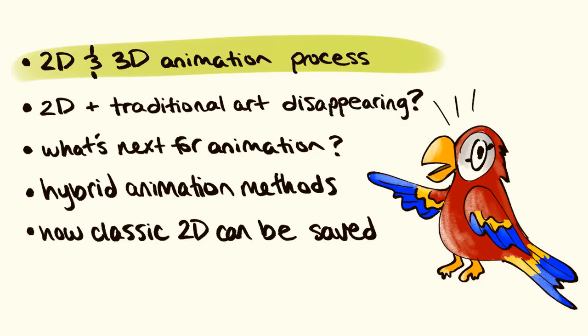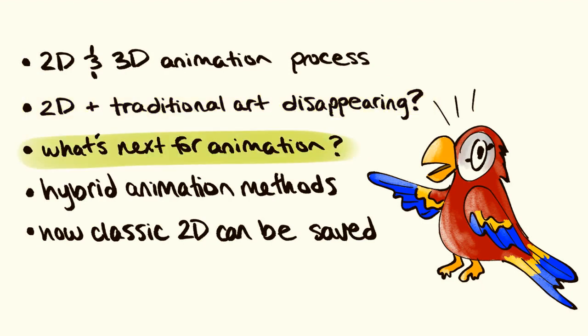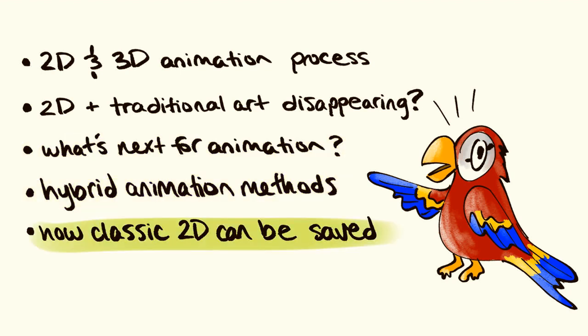In this video, I will briefly explain the processes of both 2D and 3D animation and discuss why classic 2D animation and traditional art are slowly disappearing, what we can expect in the future for animation, hybrid methods of 2D aspects and 3D technology, and how the classic 2D animation we know and love can be preserved.